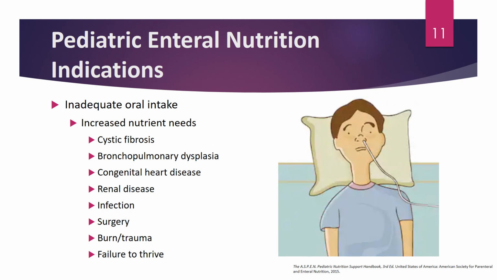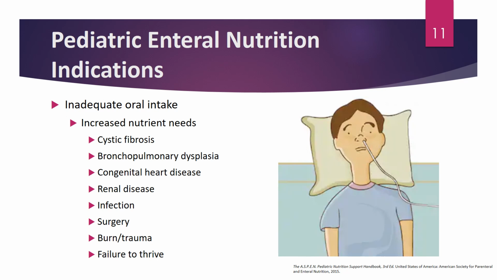One subset of those inadequate oral intake patients includes patients who have increased nutrient needs. So patients who have cystic fibrosis, for example, who are very hypermetabolic. Those who have bronchopulmonary dysplasia, where essentially they may not be able to breathe properly due to some kind of malformation of the bronchopulmonary area. Patients with congenital heart disease, renal disease, infection, surgery, burn trauma, or just a failure to thrive, where they're not actually being able to thrive on their own.